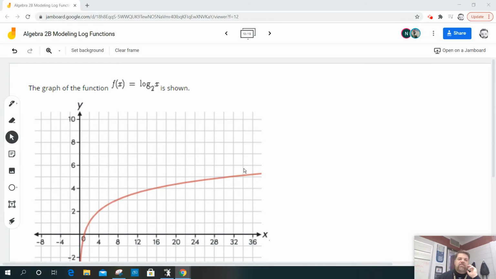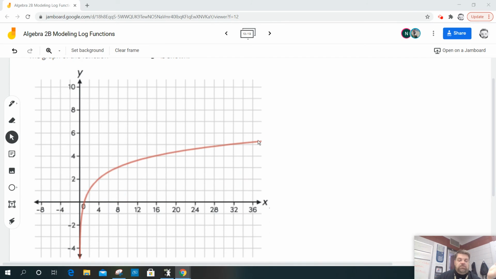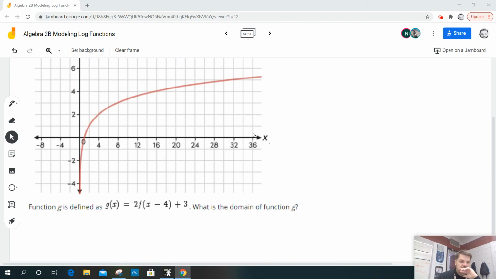So this is the graph of the function log base 2 of x, okay? And they've graphed it. And then it says the function g is defined as 2 times f of (x minus 4) plus 3. So we're just going to graph this function in a second.